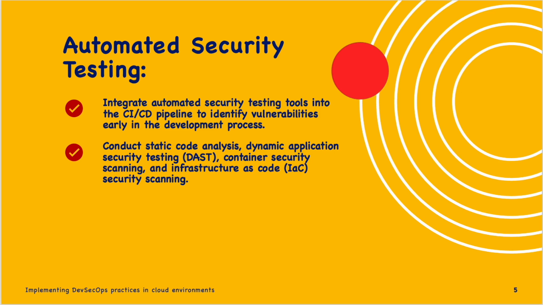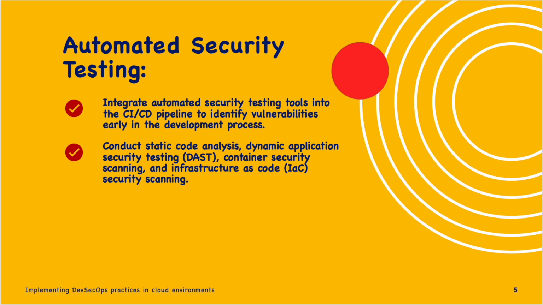Third one is container security scanning. At the same time, we can integrate container security scanning tools to analyze Docker images or Kubernetes configurations for security vulnerabilities and misconfigurations. So we can use tools like Clair, Trivy, or Anchore Engine for automated container security scanning.